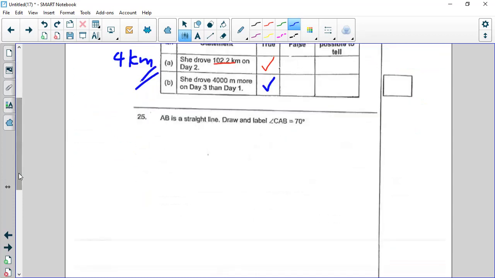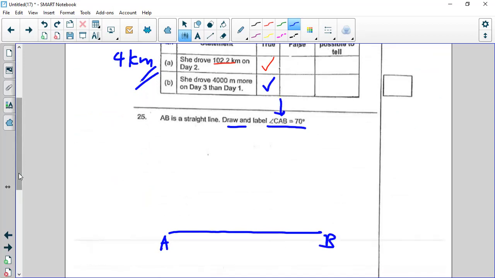Now AB is a straight line. Draw and label angle CAB. Okay, how do you draw? You must use a ruler. I have to show you freehand. I don't have a ruler to show you, but I will use freehand. First step is to draw a line first. And then AB is a straight line, so you need to label. Then where's the angle? The angle is near the letter A, the middle letter.